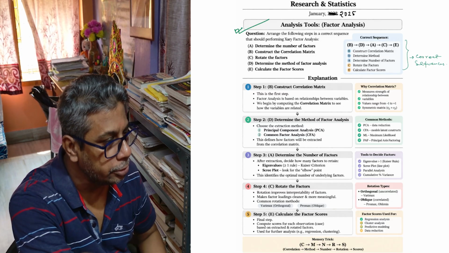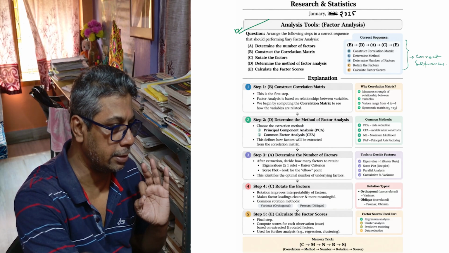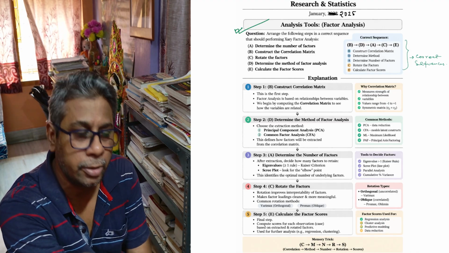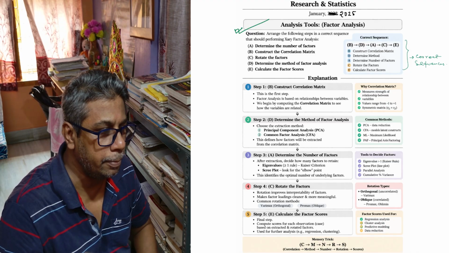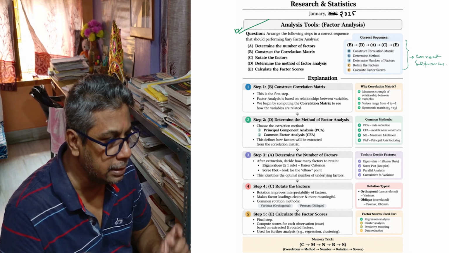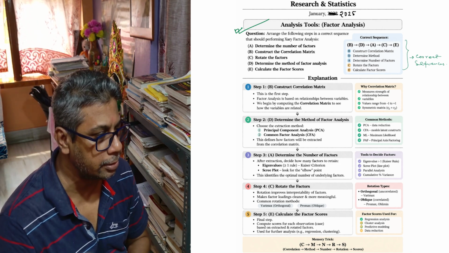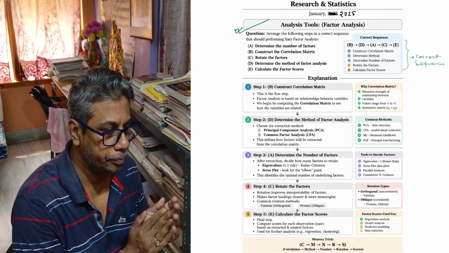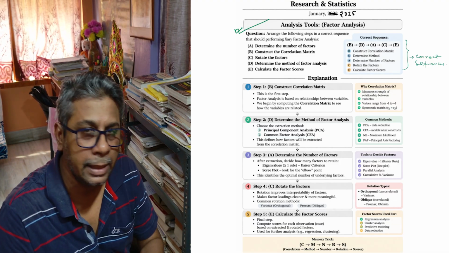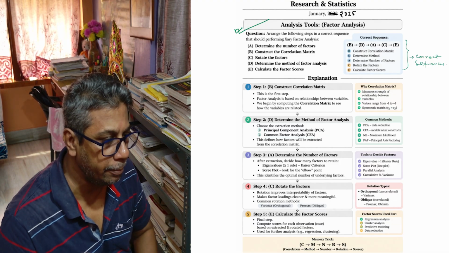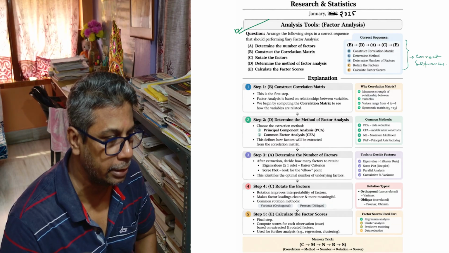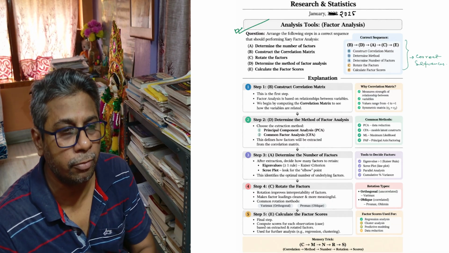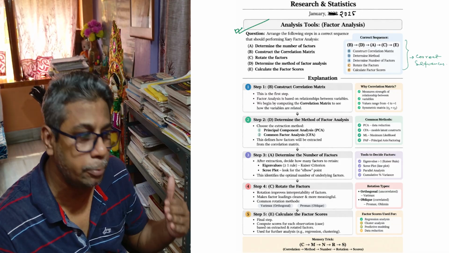Step 2, determine the method of factor analysis. Under this step, choose the extraction method. Number 1, based on PCA, principal component analysis. Number 2, common factor analysis, CFA. Then maximum likelihood, MLA, and PFA, principal axis factoring. These are the common methods to determine the method of factor analysis. This is step 2.